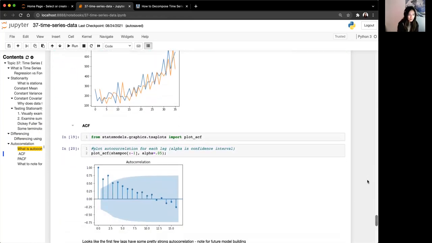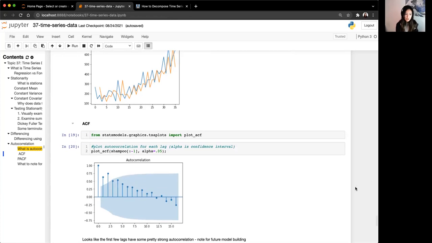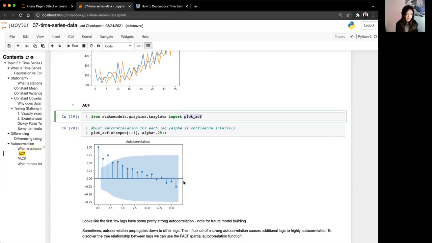Cool. So what are the built-in methods that we can use to explore autocorrelation? There are two that you have to look at hand in hand: autocorrelation and partial autocorrelation. ACF, the autocorrelation function, is the more intuitive one. PACF is a little bit more abstract, but you usually look at these two together. So first, there's plot ACF.